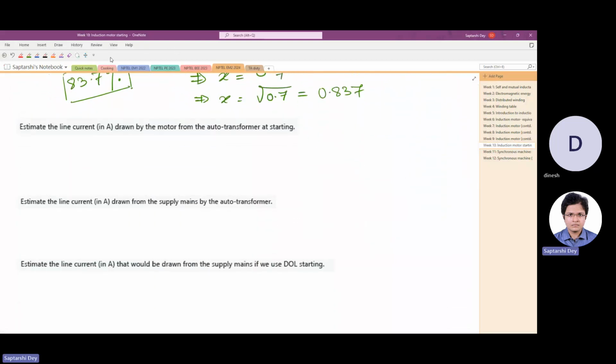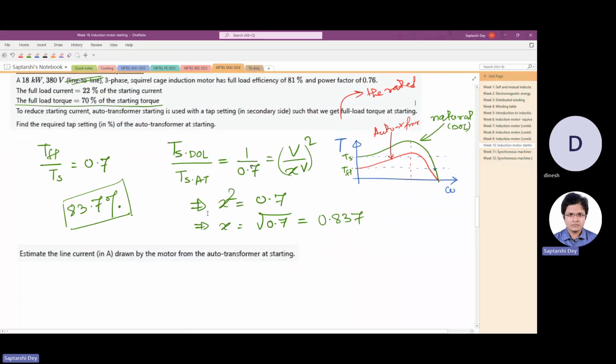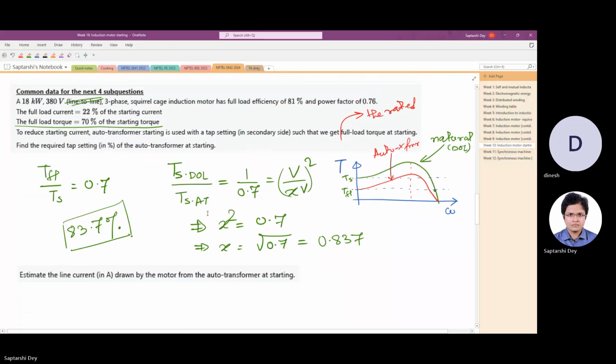The next question is: estimate the line current drawn by the motor from the auto transformer at starting. Line current drawn by the motor. Okay, so what do we have? We have the full load current is 20% of the starting current. Now these two statements are natural characteristics. Now let us find out what is the full load current.